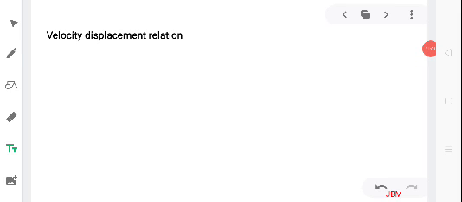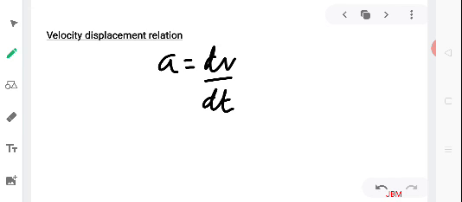Velocity displacement relation, that is v square equal to u square plus 2as. We will be deriving this expression using the method of calculus. For this, we will again begin with the expression for acceleration, that is equal to dv by dt. Let us do a little bit of modification.